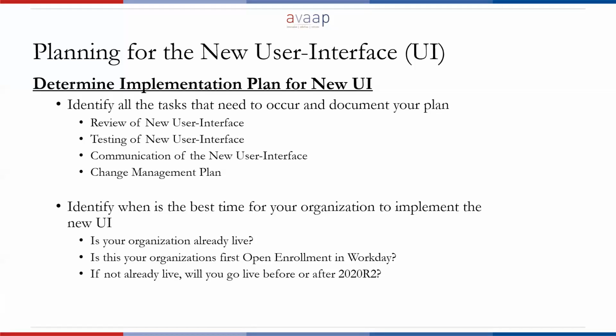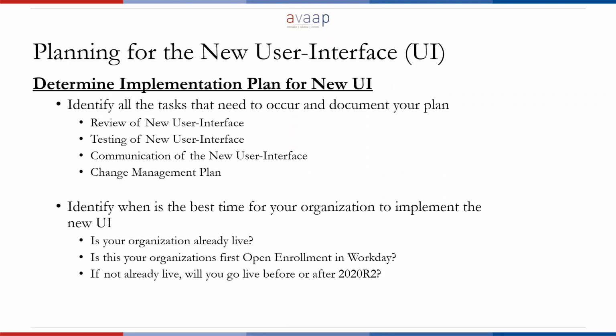So let's start by talking about the best time for your organization to implement the new UI. The timing will depend on whether you're already live or still in implementation mode. If you're going live soon, you are going to want to work very closely with your implementation partner to perform a risk assessment. You're going to need to identify the best approach for your organization based on where you are in your implementation timeline. Because if you're close to go live, the timing of implementing may cause you to have to rework or retest already completed work, which your timeline may or may not be able to absorb.